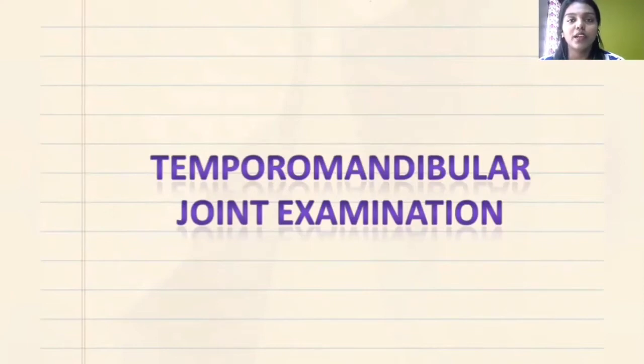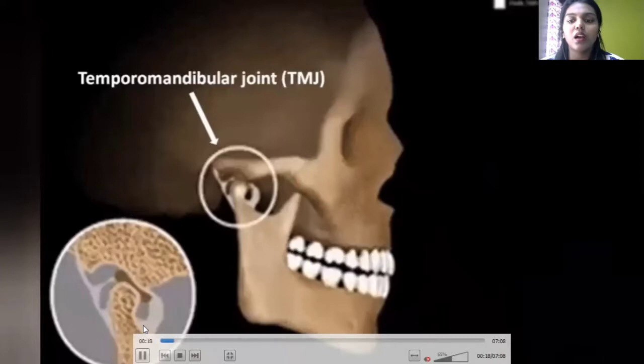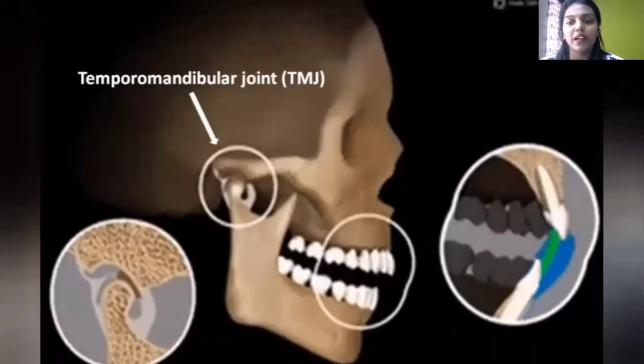Welcome everyone. Today I'm going to talk about the temporomandibular joint examination. Temporomandibular joint, familiarly called as TMJ, is a joint between the temporal bone and the mandible.